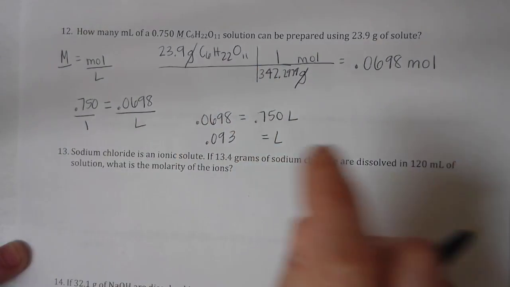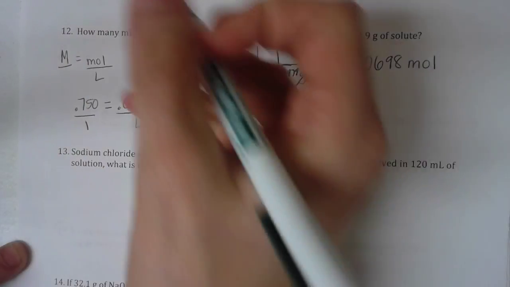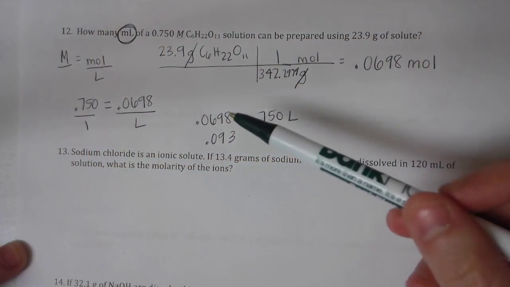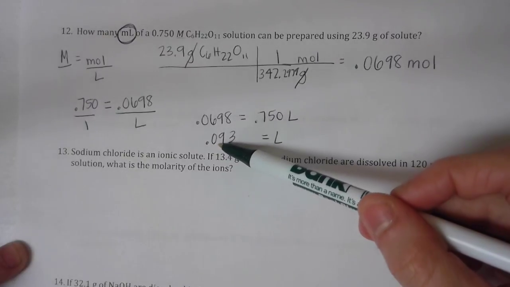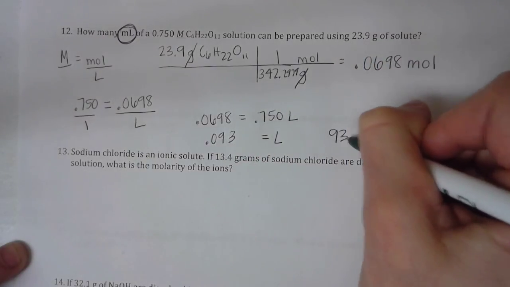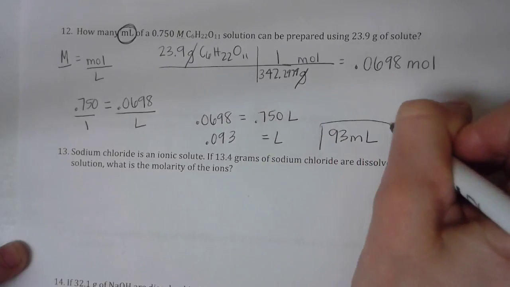And just divide both sides by 0.750, and you'll get liters is equal to 0.093. Okay, but notice your question asks you for milliliters. And so all you do is move the decimal place. We're going to make this number bigger, so we're going to move the decimal place 3 times to the right. So that's just going to be 93 milliliters is going to be your answer.